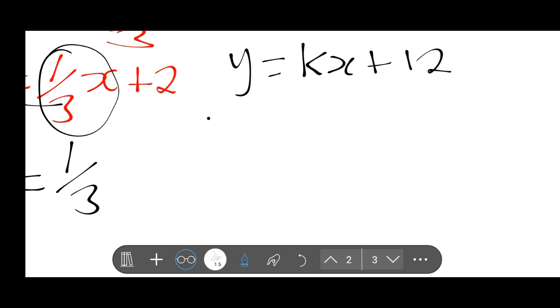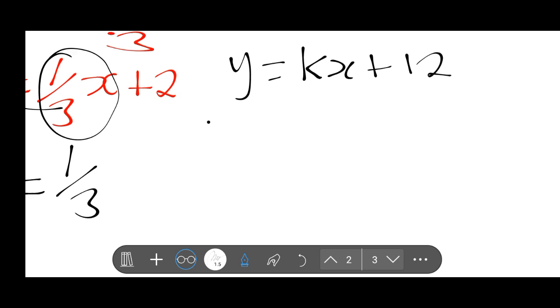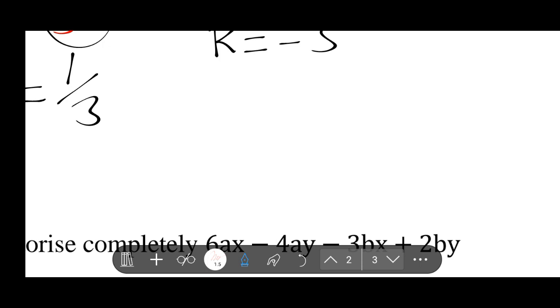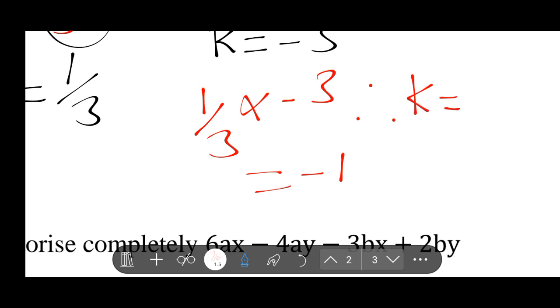Okay, so in this case, k must be negative, so k is equal to negative 3. Now, this will be 1 over 3 times negative 3, and the answer is negative 1. Therefore, k is equal to negative 3. That is the answer.